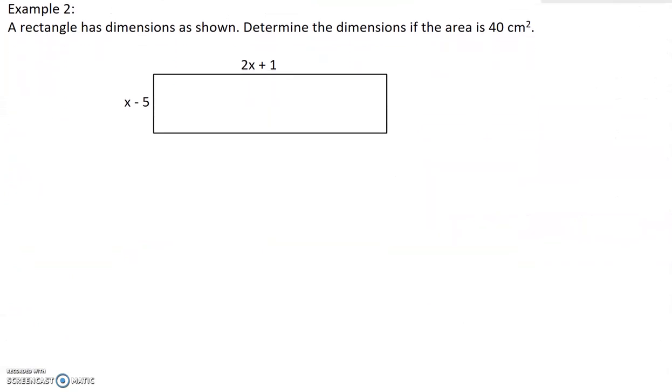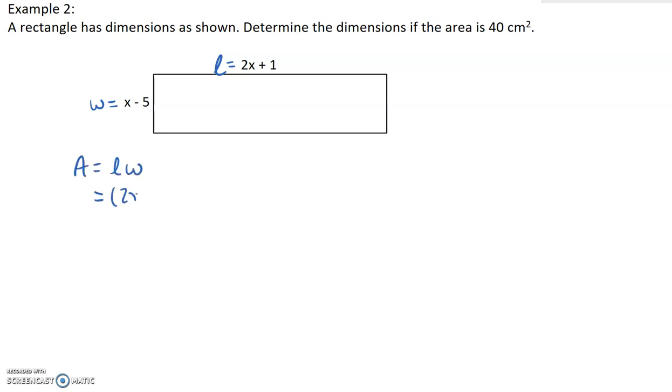Let's look at a second example specific to solving quadratic equations. Here we have a rectangle with dimensions as shown. Determine the dimensions if the area is 40 centimeters squared. Well, we know that in one case we've got a length, in another case we've got a width, and we know that the area of any rectangle is length times width.